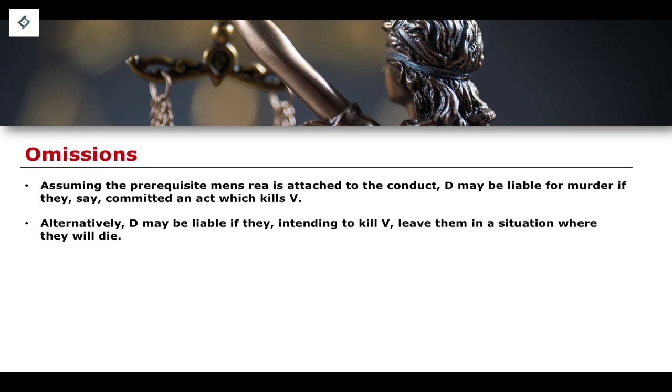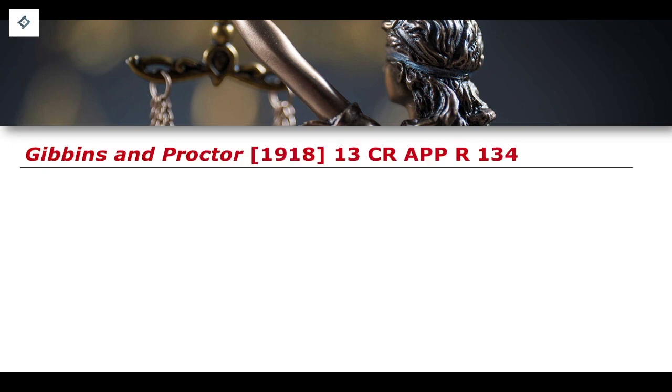If there is not this intent, obviously then we can start thinking about the delineation between murder and manslaughter, or even if liability is so far removed that there may not be any kind of criminal conduct at all. But if you intend to kill an individual, and you create the circumstances, or by failing to act in a way, you create the circumstances where they die, and that was your intention in doing so, then you can be guilty of murder. A key case in this regard is Gibbons and Proctor from 1918.